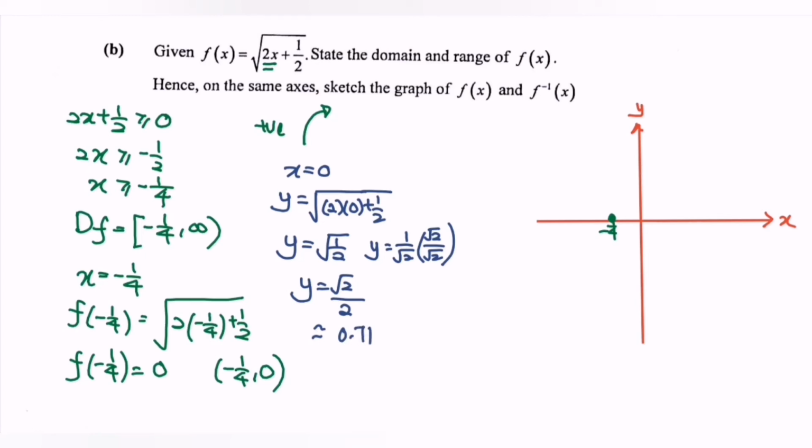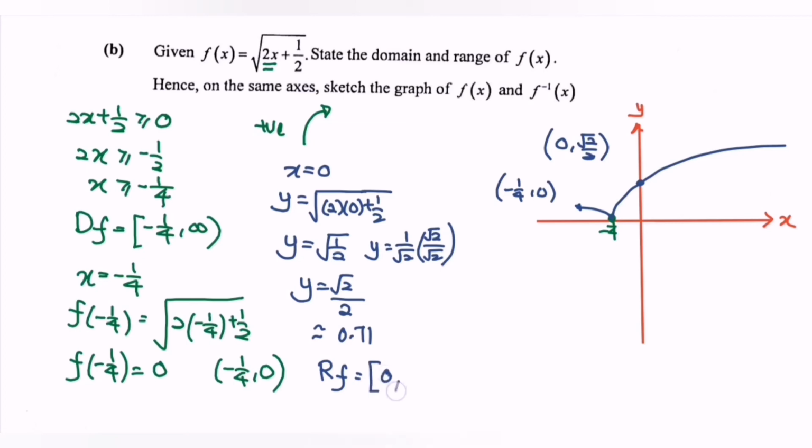So we can see that the graph will be something like this. The y-intercept is 0, square root of 2 over 2. Then for this part, the point would be negative 1 over 4, 0. So that is the situation for this case. Then by referring to the diagram, here we have the range for f. The range for f will start from 0 until positive infinity. So that is the domain and the range.